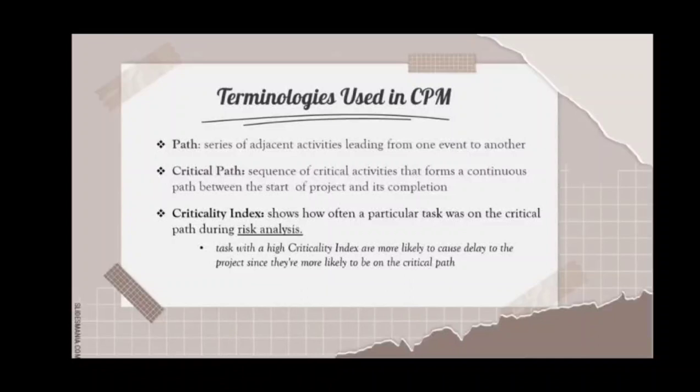Critical path, on the other hand, is the sequence of critical activities that forms a continuous path between the start of project and its completion. It deals with the sequence of the critical activities from beginning up to ending. In other words, it's wherein activities are arranged. Remember, arranged in a particular or sequential order or manner.